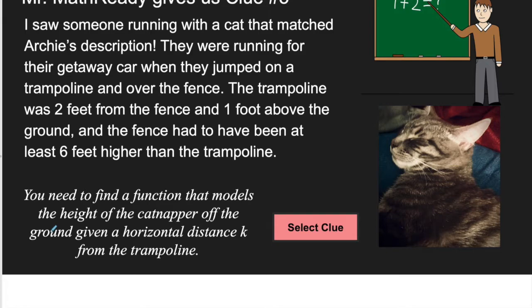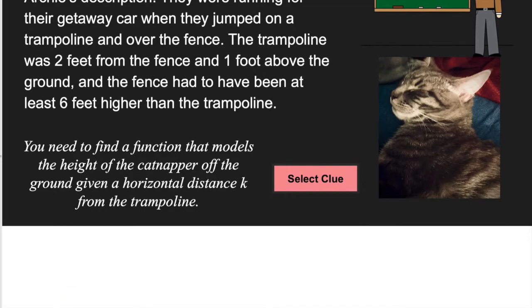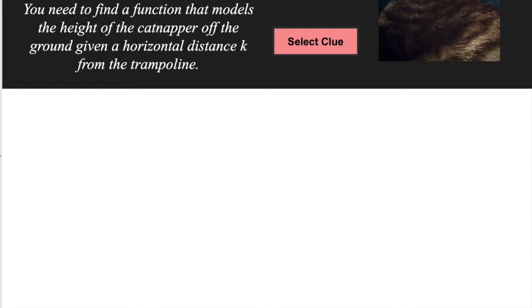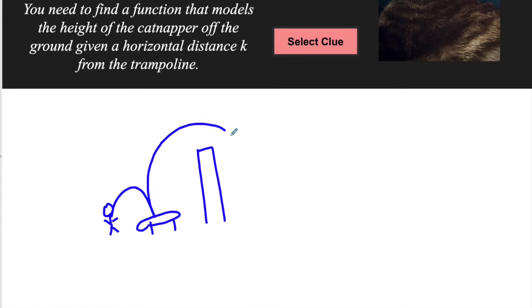All right, so let's draw our picture. All right, here's my trampoline. So the catnapper comes, here's my wall, my fence, and he goes, boom, and dumps over the fence. That's how I envisioned it happening. Okay? And I know it's not a perfect parabola, but that's the idea with the vertex.